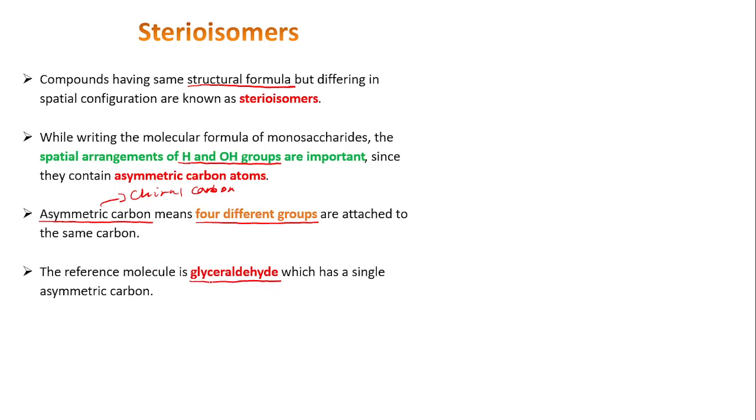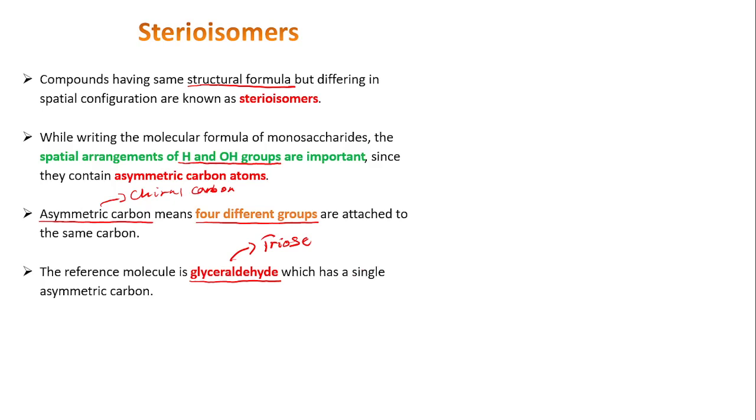Glyceraldehyde. When you talk of a glyceraldehyde, this is simply a triose. Remember, the monosaccharides are classified into different groups depending on the number of carbons. But here we are not picking everything. Instead, we are just selective.